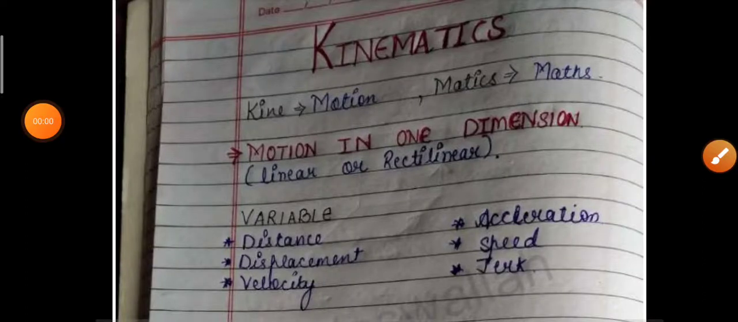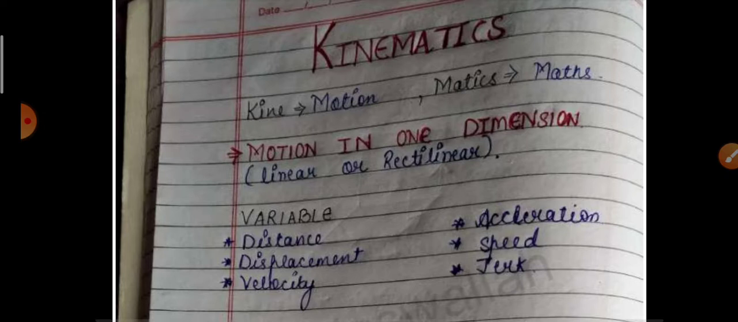Morning students, today we are going to start the chapter motion in a straight line. So first we have to know what is kinematics. Kinematics is the branch of physics which deals with the motion of a moving object. Kine means motion and matics means maths. In this chapter we are going to discuss the motion in one dimension. Motion in one dimension means linear motion or rectilinear motion.